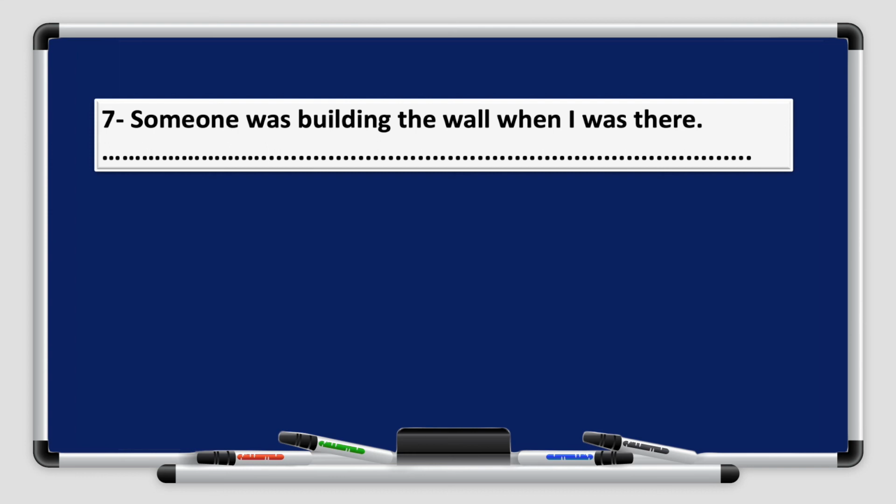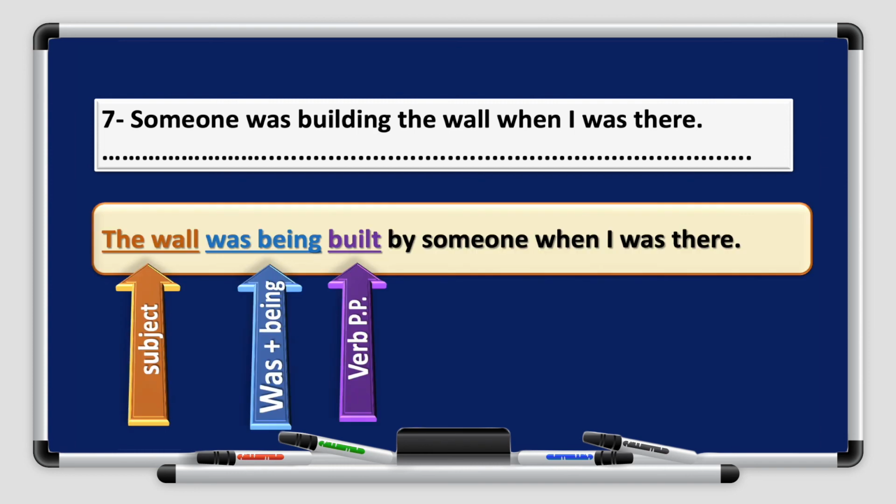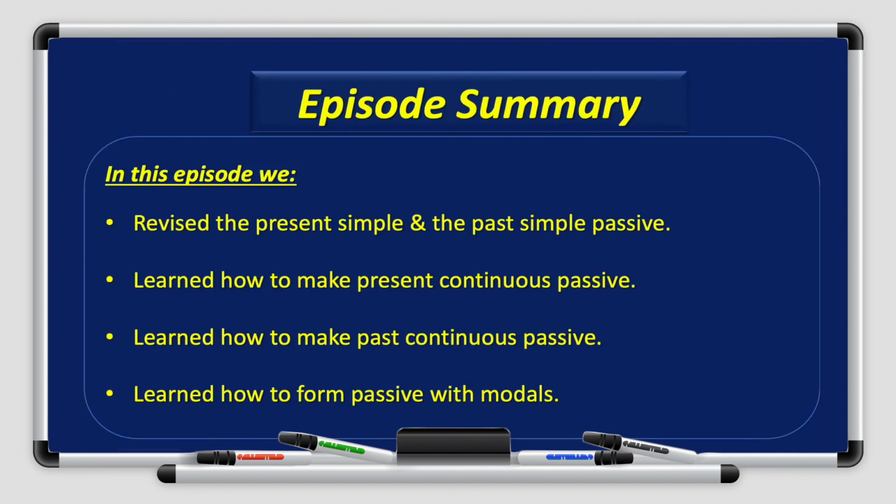Number 7. Someone was building the wall when I was there. Let's identify the tense of the sentence. Is it in the past simple? No, it's in the past continuous. So it's different than the past simple. So our passive sentence will be, the wall was being built by someone when I was there. Again, you start with the object, followed by was, form of verb to be, being, and verb 3, which is the past participle.